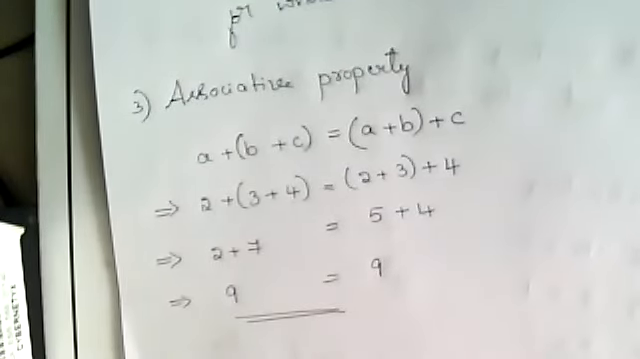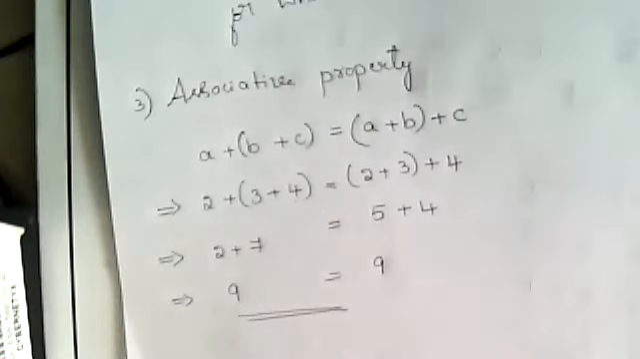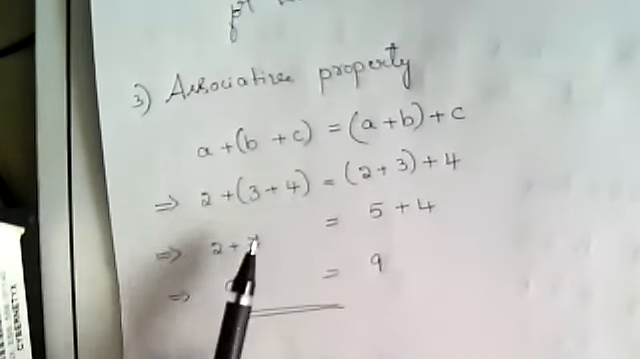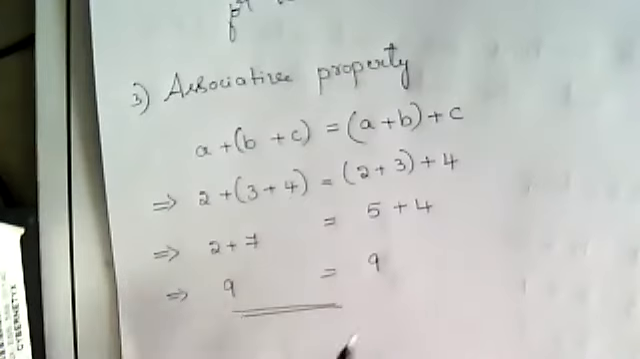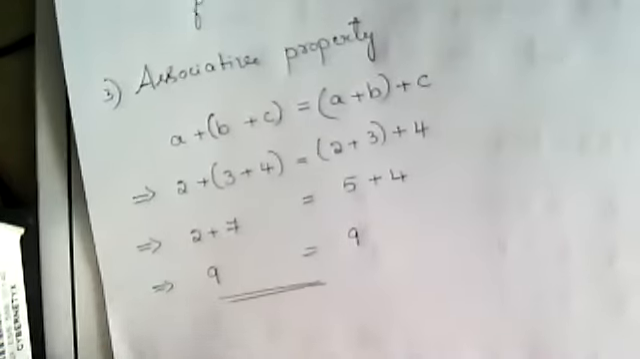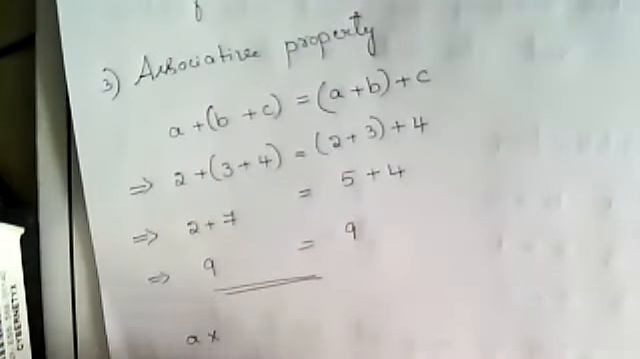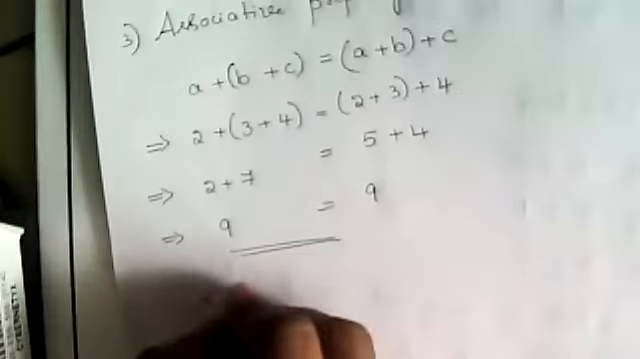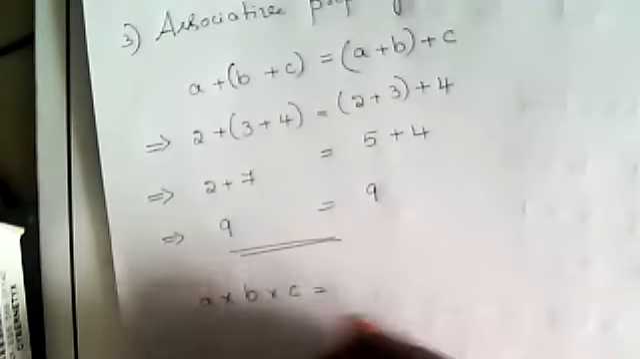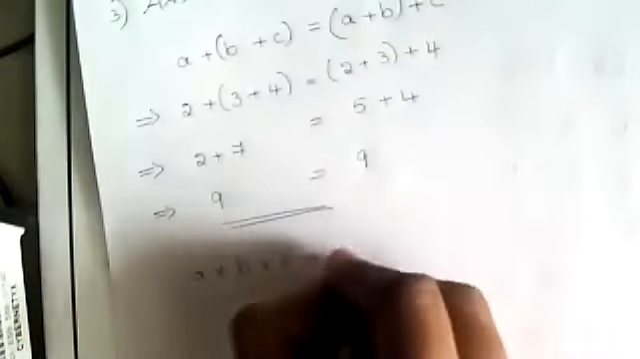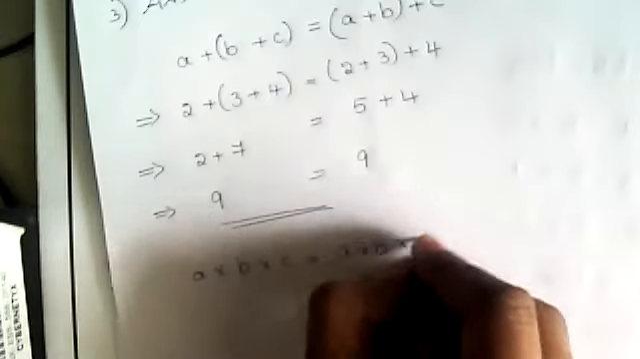See, here also LHS equals RHS. So like this, when we simplify, we should get the same numbers on both sides. LHS should be equal to RHS. Understand? So the next is the same: we will multiply A into B into C equals A into B into C.